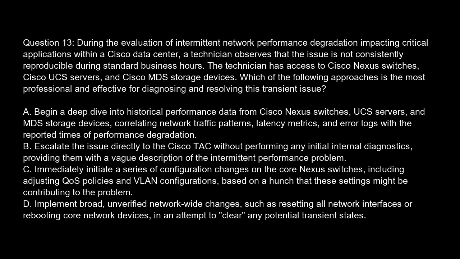Option C. Immediately initiate a series of configuration changes on the core Nexus switches, including adjusting CoS policies and VLAN configurations, based on a hunch that these settings might be contributing to the problem. Option D. Implement broad, unverified network-wide changes, such as resetting all network interfaces or rebooting core network devices, in an attempt to clear any potential transient states.